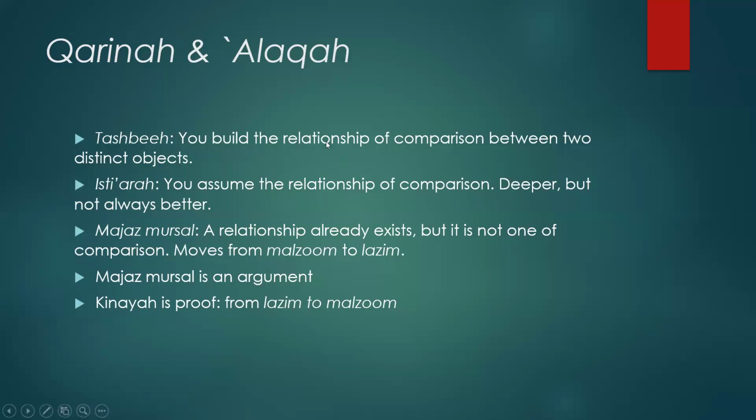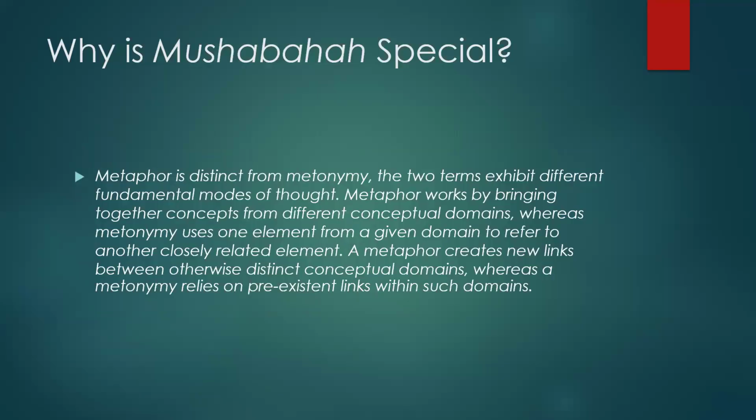Tashbih, you build the relationship. Isti'ara, you assume the relationship, and it's one of comparison. Majaz mursal, the relationship already exists, but not in that way. You just use that relationship to get from A to B, to get from the uttered words to the intended meaning. Majaz mursal is an argument, right? But kinaya is a proof, and we'll talk about that.